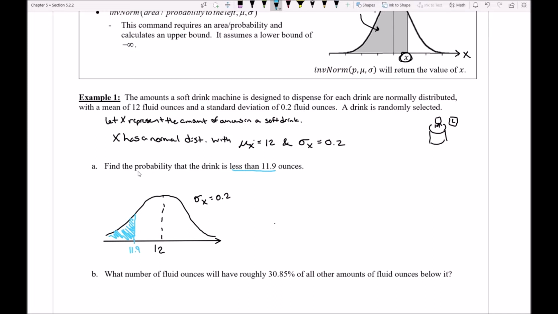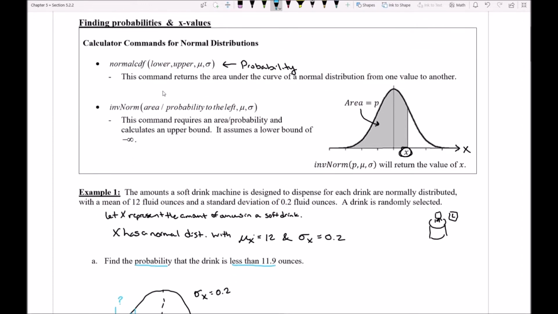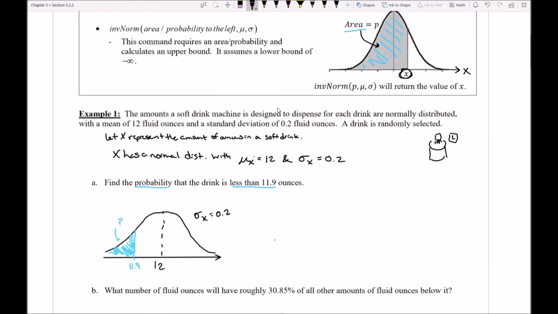And again, I'm interested in finding the probability. So I want to know how much shaded space there is. And so when I go back and look at my calculator commands, remember that Normalcdf is always the command that finds you a probability, that finds you an amount of shaded space. So that's the purpose of Normalcdf. It will get you this shaded space. So that's the calculator command I would use, just like we did in the last section.